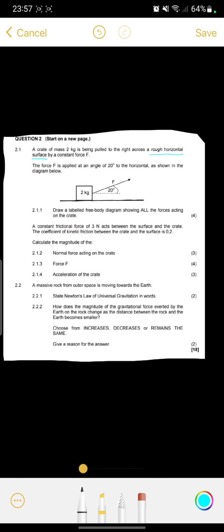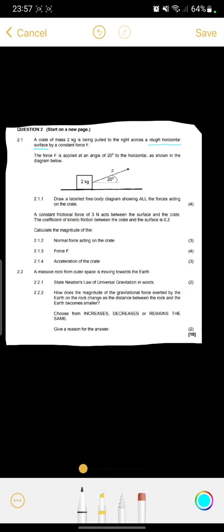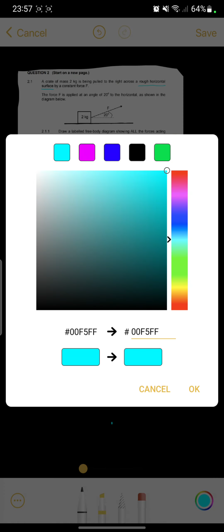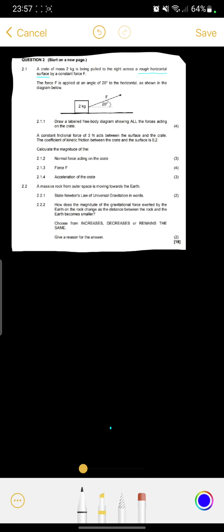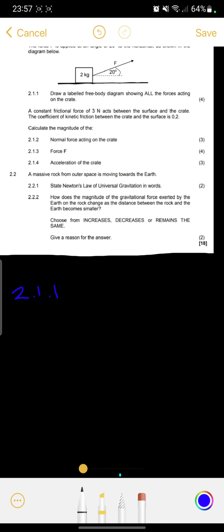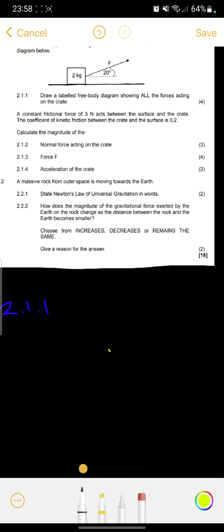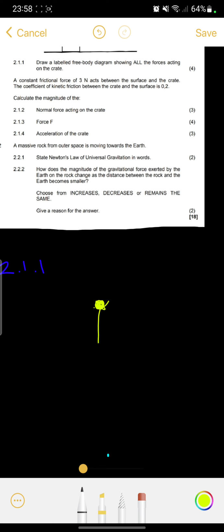Then 2.1.1 says draw a labeled free body diagram showing all the forces acting on the crate. Since the crate is on a surface, there are some obvious forces. Let's use yellow. We have our dot, representing that it is a free body diagram. And we know weight is always acting vertically downwards, so that can be our weight.